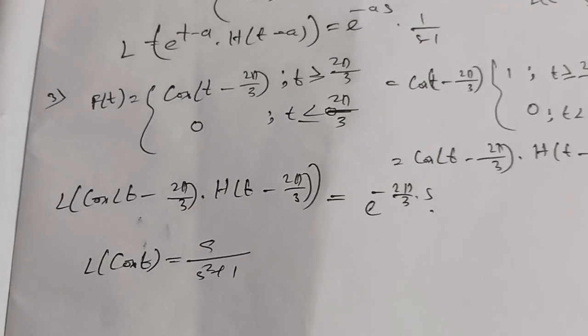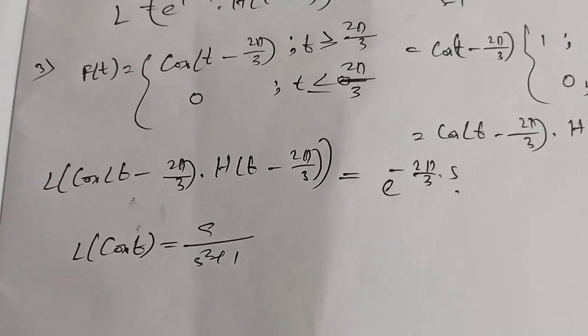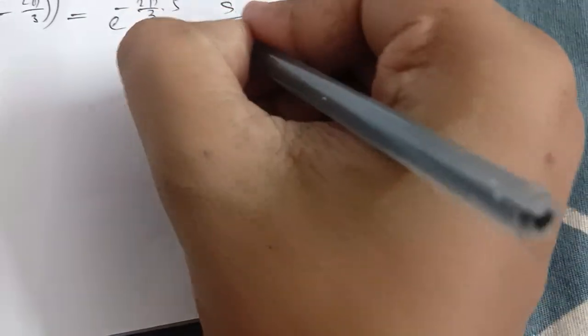Laplace of cos t is s by s square plus 1. You will ask how: in the first lecture we told that Laplace of cos at is equal to s by s square plus a square. So if we put a equal to 1, then it can easily be determined as s by s square plus 1. Very easy one.